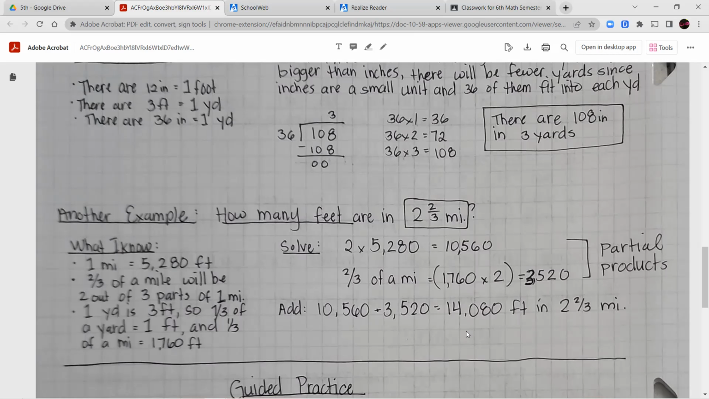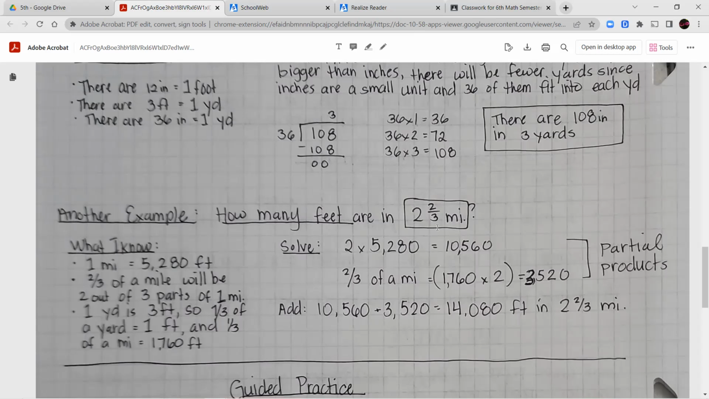and 5,280 feet. I'm going to correct this in the notes in just a moment. So how many feet are in 2 2/3 mile? So I'll do this in parts. My first partial product, I'm going to do 2 times the 5,280, which gave me 10,560 feet.